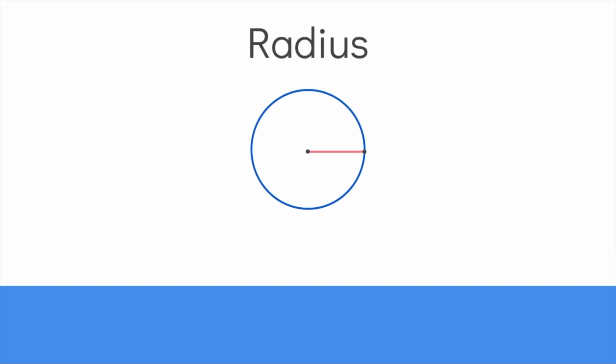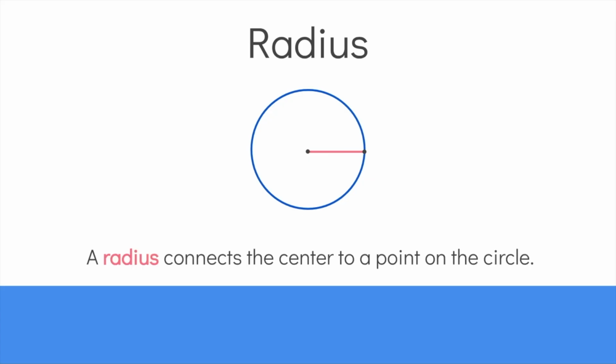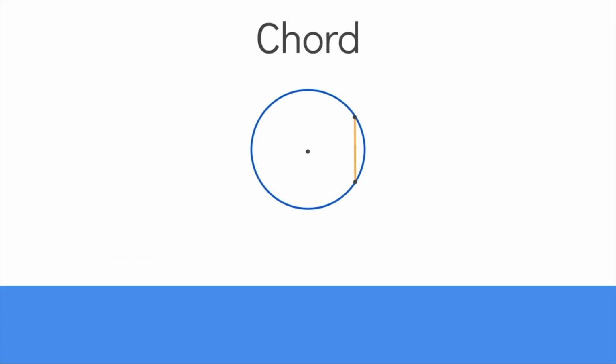This segment is called a radius. A radius connects the center to a point on the circle. This segment is called a chord. A chord connects 2 points on a circle. Notice that this chord doesn't pass through the center. A chord can connect any 2 points on a circle and doesn't have to pass through the center.